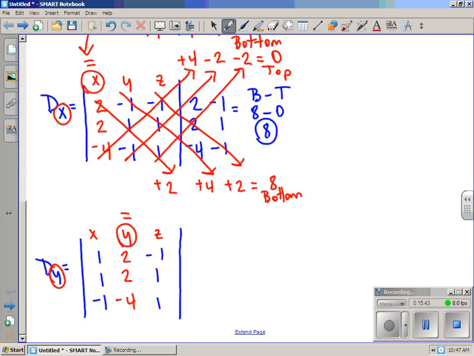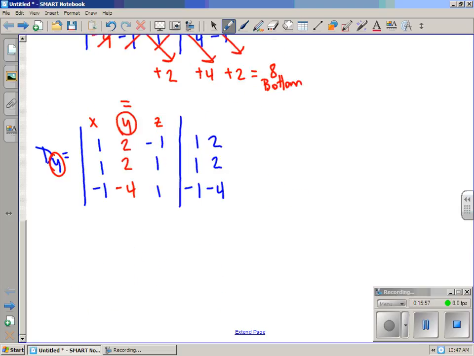Then to evaluate it, just like we did the previous determinants, you rewrite your first two columns, which in this case are 1, 1, -1, 2, 2, and -4. Multiply diagonally down. 1 times 2 times 1. 2 times 1 times -2. -1 times 1 times -4. Add those up. That is the bottom number.